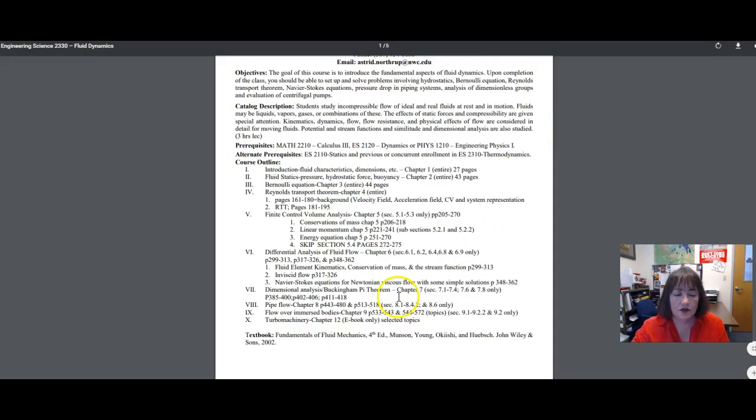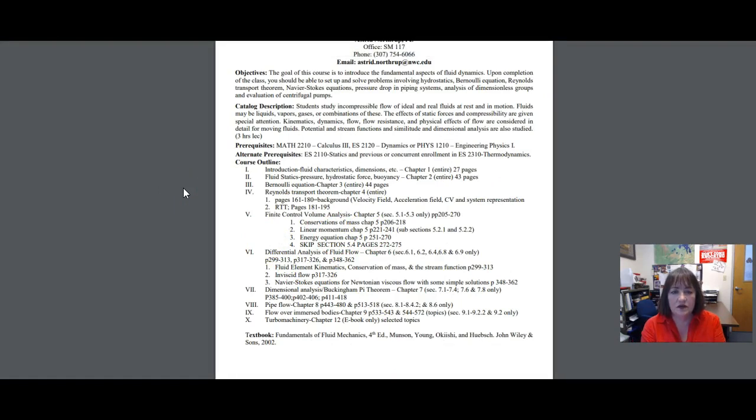The objectives of the course are set pretty much to be consistent with other courses in fluid dynamics, but we basically introduce students to the fundamental aspects of fluid dynamics. The successful student will be able to set up and solve problems involving hydrostatics, Bernoulli's equation, Reynolds transport theorem, the Navier-Stokes equation, pressure drop in piping system, analysis of dimensionless groups, and evaluation of centrifugal pumps. A catalog description is listed below.